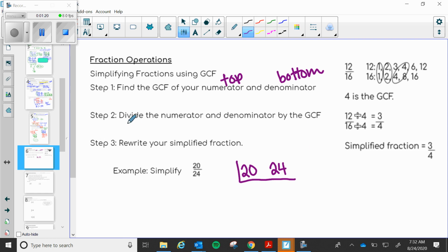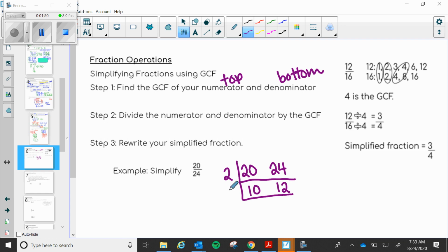Now, step 2 is divide the numerator and the denominator by the GCF. So first we've got to find our GCF. So what is a common factor between these two? If you go back and look at your divisibility rules, the divisibility rule for 2 is that the numbers are both even, and in this case they are both even. So let's just start with 2. That's the easiest thing to do. So 20 divided by 2 would give me 10, and 24 divided by 2 would give me 12.